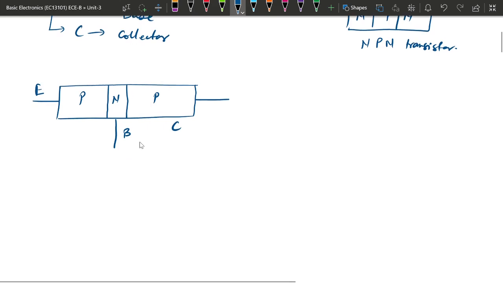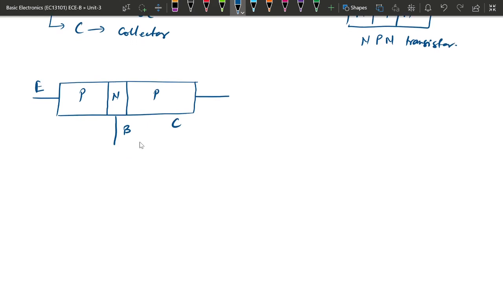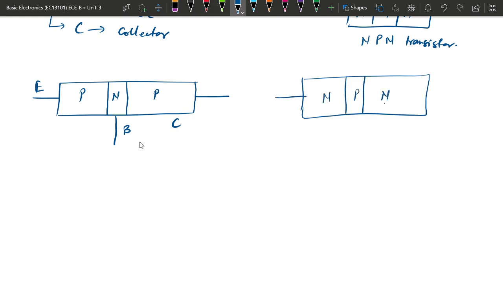Okay, similarly, if it is NPN, here this is emitter, this is base region, and this is collector region. So the collector region in both the cases will be having the highest width.